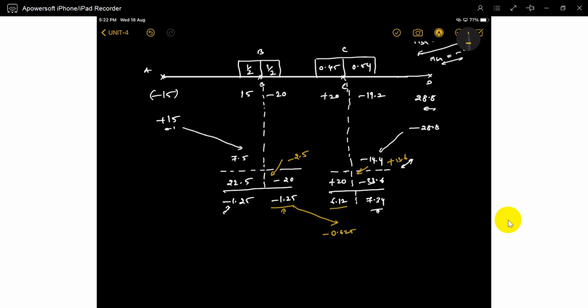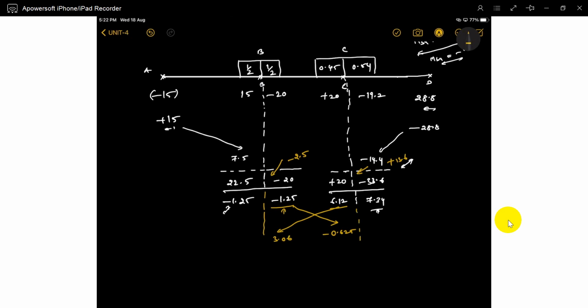And also the same thing. Here you applied 6.12. The carryover moment will be carried to the B end. So what is that moment? 6.12 divided by 2 is 3.06, plus.